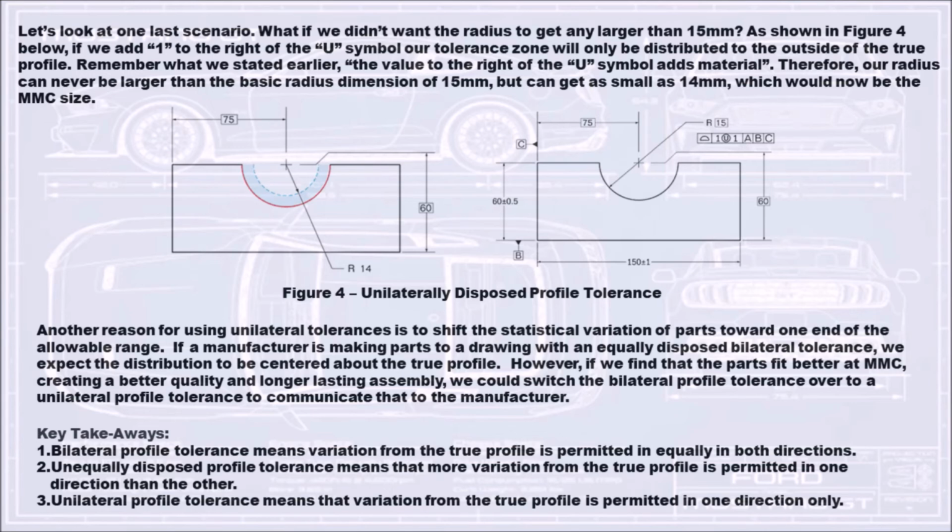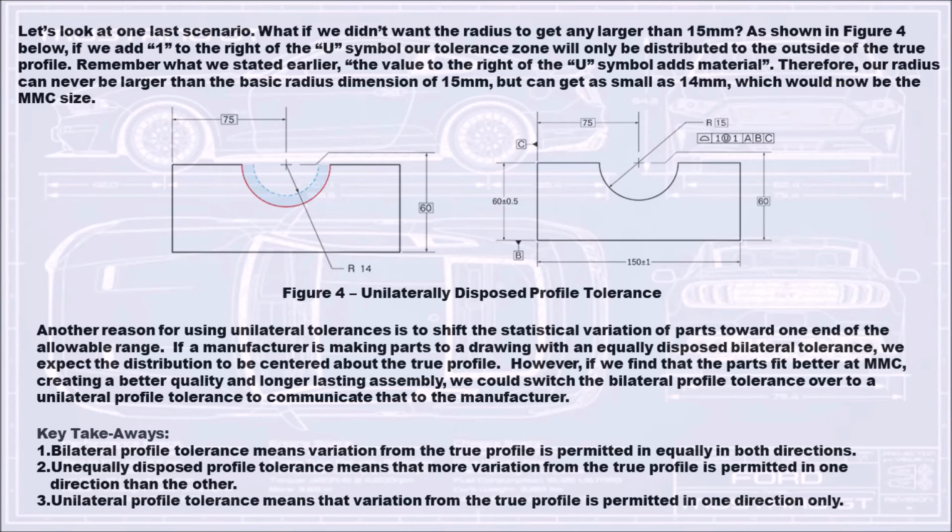Another reason for using unilateral tolerances is to shift the statistical variation of parts toward one end of the allowable range. If a manufacturer is making parts to a drawing with an equally disposed bilateral tolerance, we expect the distribution to be centered about the true profile. However, if we find that the parts fit better at MMC, creating a better quality and longer lasting assembly, we could switch the bilateral profile tolerance over to a unilateral profile tolerance to communicate that to the manufacturer.